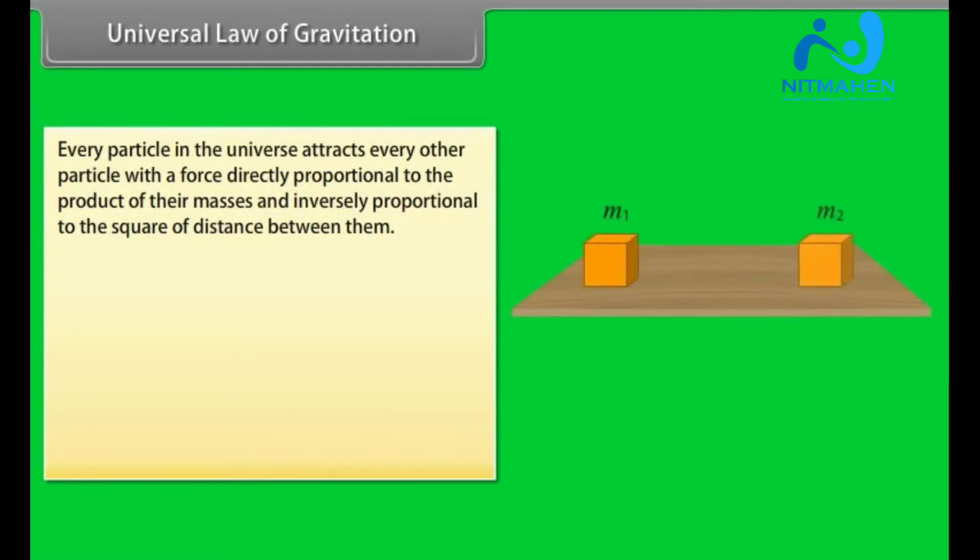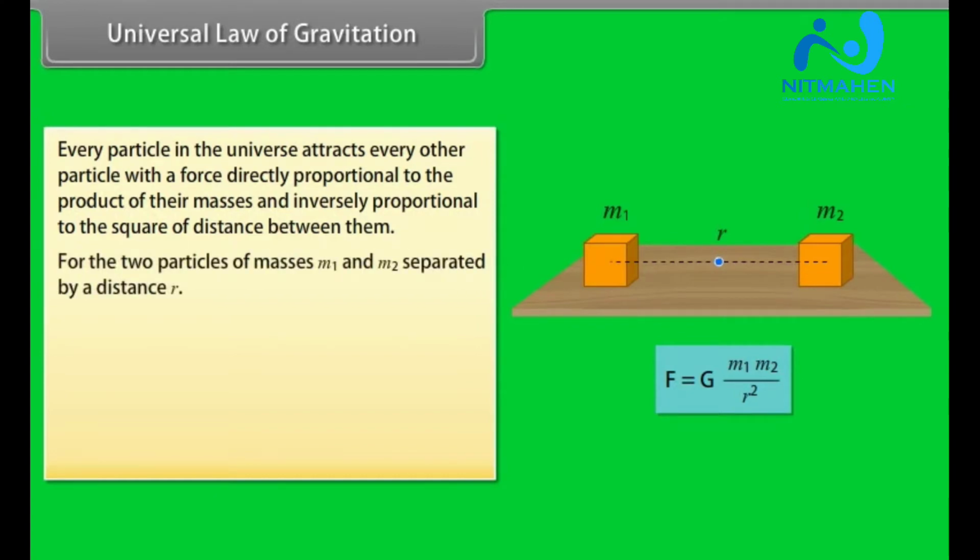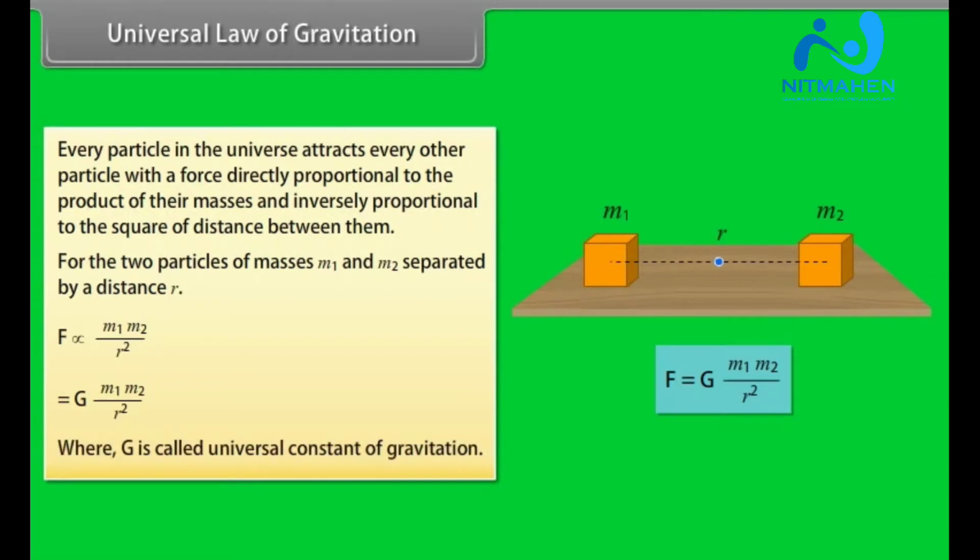Universal Law of Gravitation. According to Newton's law of gravitation, every particle in the universe attracts every other particle with a force directly proportional to the product of their masses and inversely proportional to the square of the distance between them. The direction of this force is along the line joining the two particles. For two particles of masses m1 and m2 separated by a distance r, F is equal to G m1 m2 upon r square. The constant G is called the universal constant of gravitation.